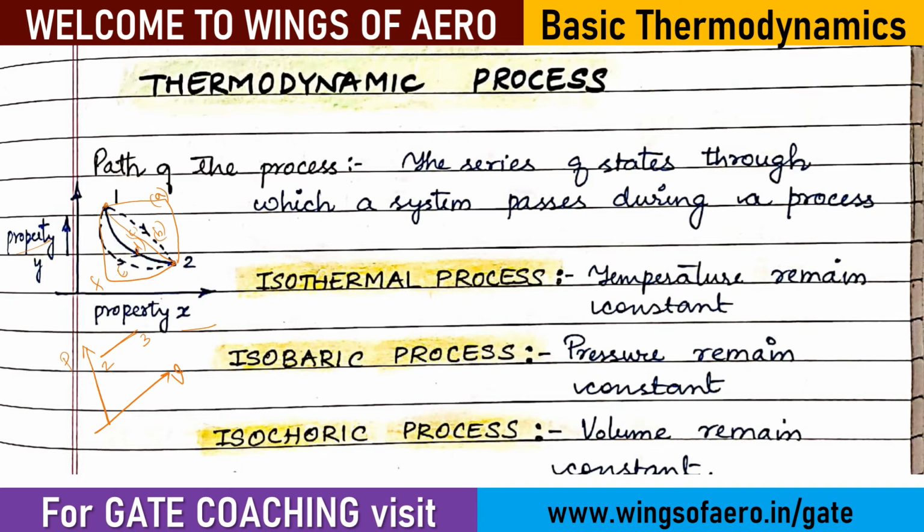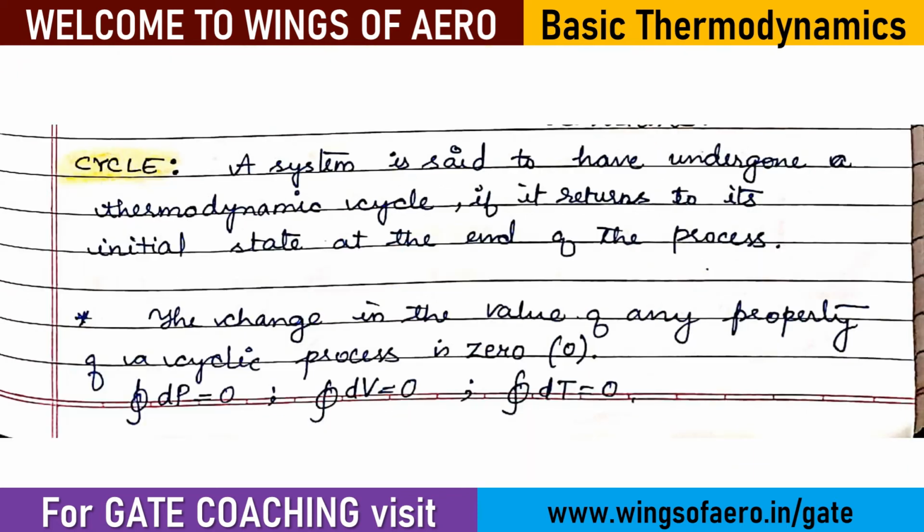Then we can clearly state that the pressure is the same. The point 2, that means P2, is the same as P3. The pressure is the same, so it is an isobaric process. Okay, getting my point? So now it is clear what the different processes are.